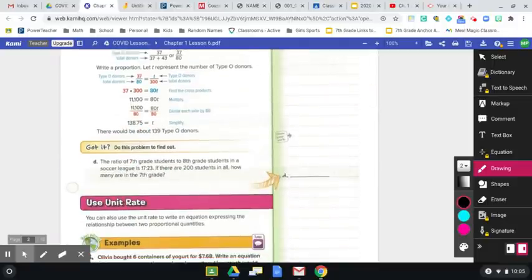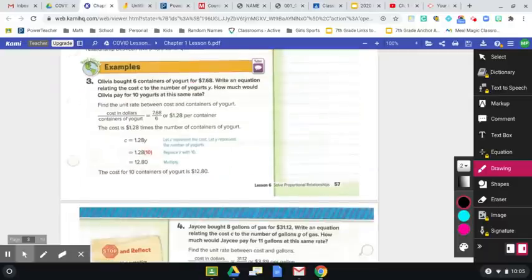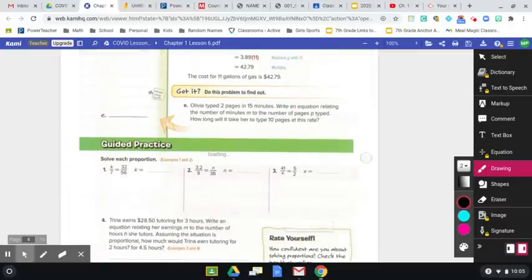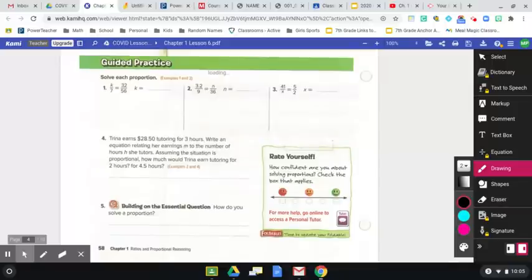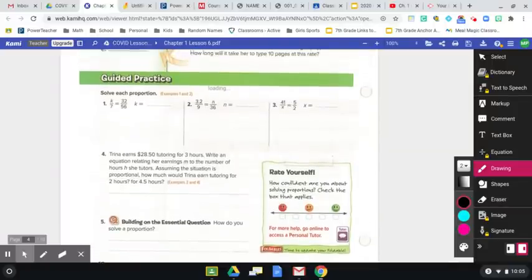I'm going to have you come down and we're going to look at the guided practice on page 58. I'm going to do 3 more with you here and walk through those steps one more time to make sure you're okay. So starting with number 1 on the guided practice, page 58.